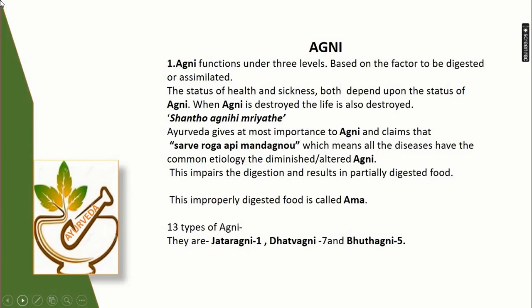Shanto Agnihi Mriyate. Ayurveda gives utmost importance to Agni and claims that Sarve Roga Api Mandagno, which means all the diseases have the common etiology, the diminished or altered Agni. This impairs the digestion and results in partially digested food. This partially digested food is known as ama.